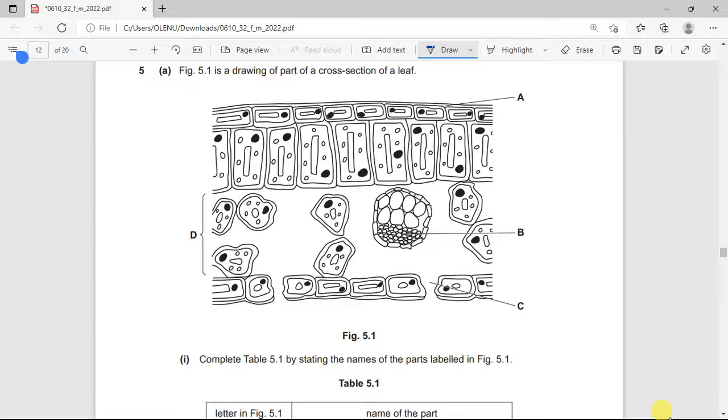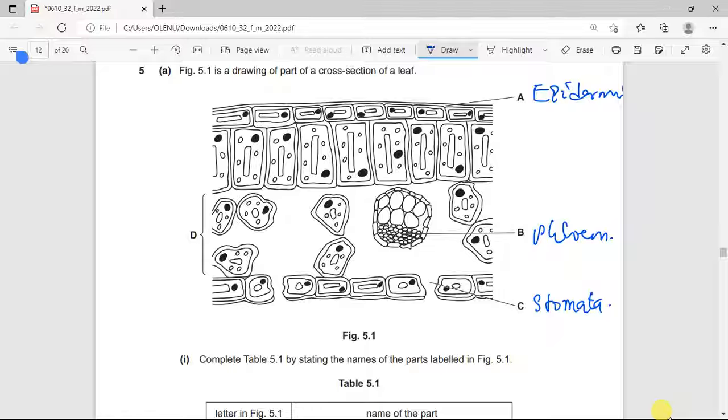Now, question number 5. Figure 5.1 is a drawing of part of a cross section of a leaf. So the same thing, we need to label the parts of this. This can be the epidermis, A. B is the phloem. C here is the stomata.